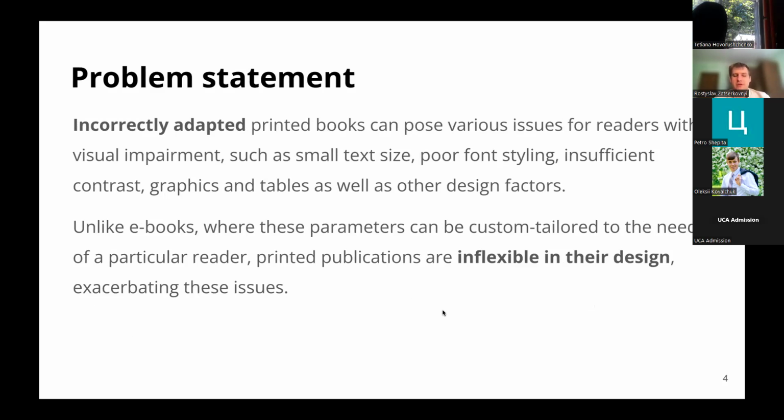The issue these printed books usually have is small text size. It's the more common issue because people with vision impairment often have lowered visual acuity and so cannot clearly see small text in front of them. And then there are additional issues like poor font styling, insufficient contrast in the illustrations, poorly made graphics and tables, and other design factors. Of course, in ebooks, we can freely adjust these parameters by just going into the settings of your e-reader. But with printed publications, once they're finished, you can't change what is on the page. So obviously, we need to get it right the first time.